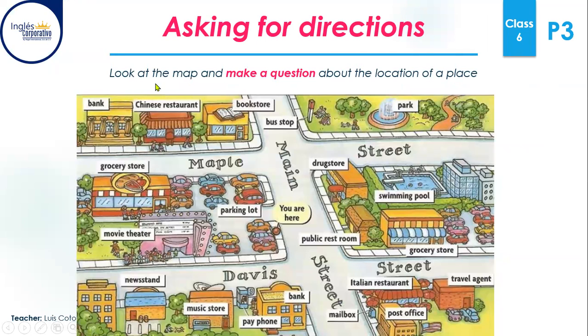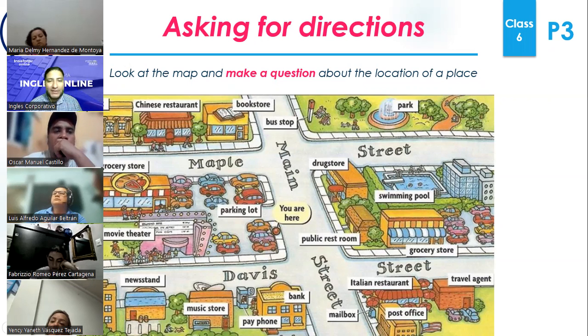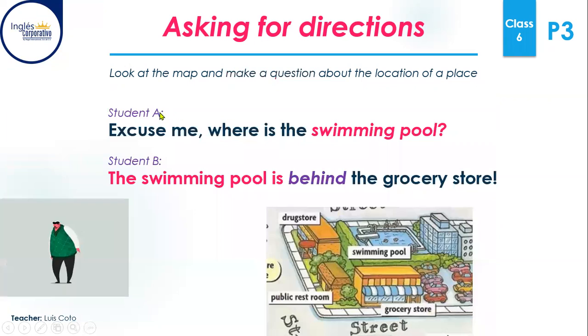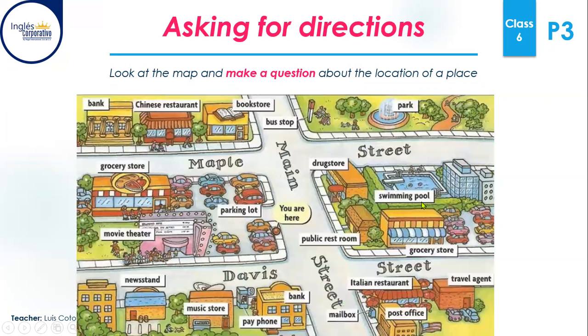Look at the map and make a question about the location of a place. Okay, in this moment, you can choose any place from the map. Maria Antonia is student A and Daniela is student B. Remember the questions. Okay, Maria? Excuse me, where is the swimming pool? Not the swimming pool, another place, a different place from the map. Different.